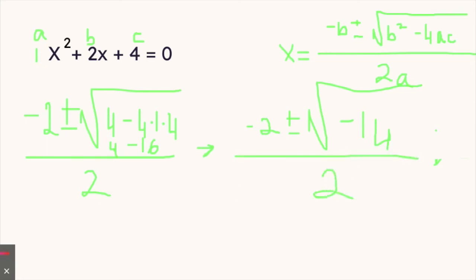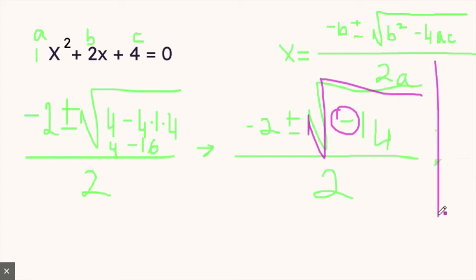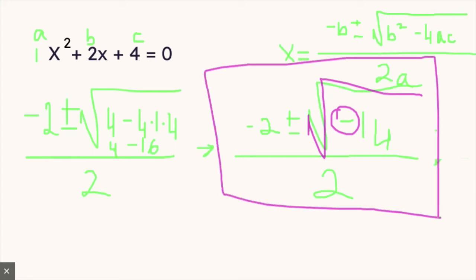Now, as you can see, in this case, we have a negative inside of the radical. And because we have a negative inside the radical, we can't take it out. And this basically means there is not going to be a solution. Because if you learned in your classes at the beginning of the year, there can't be a negative inside of the radical.